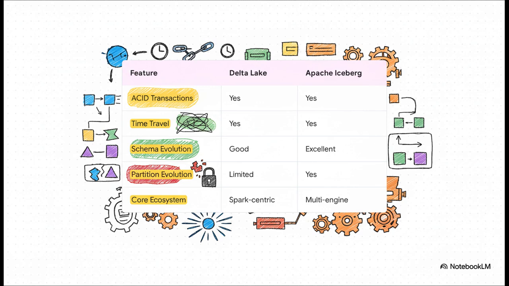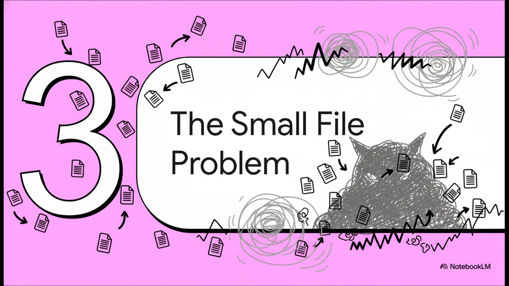And finally, look at the ecosystem. Iceberg was born to be engine-agnostic, to work with anything. Delta, well, its roots are very, very deep with Apache Spark. But here's the thing. It doesn't matter which format you pick. There is a common enemy, a silent performance killer that you are absolutely going to face. And it's called the small file problem.